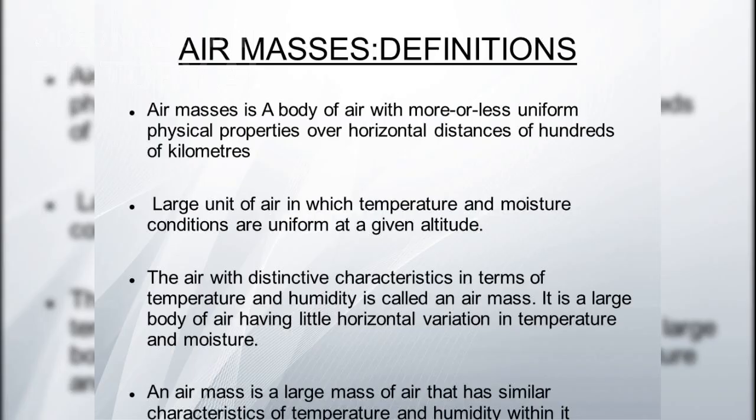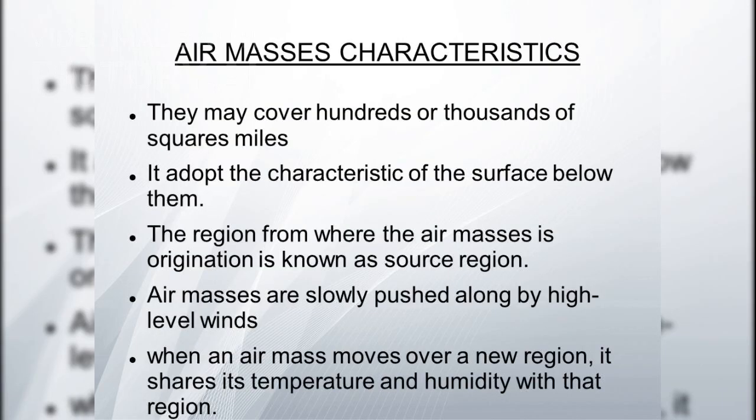Air masses are large bodies of air with uniform temperature and moisture characteristics over horizontal distances of hundreds of kilometers. They form when air remains stationary over a region for a long period, acquiring the properties of the surface below. Air masses can cover vast areas, adopting the characteristics of their source regions. They are slowly pushed along by high-level winds and share their temperature and humidity with new regions they move into.